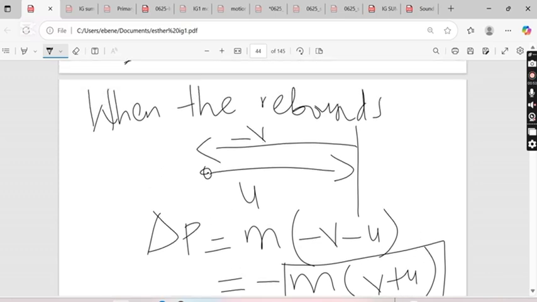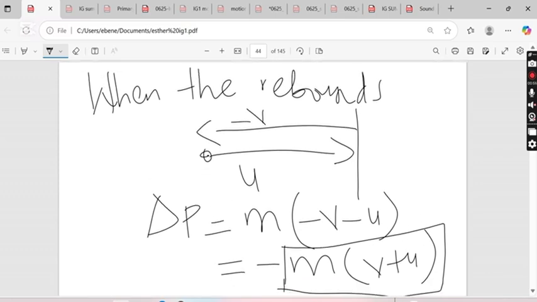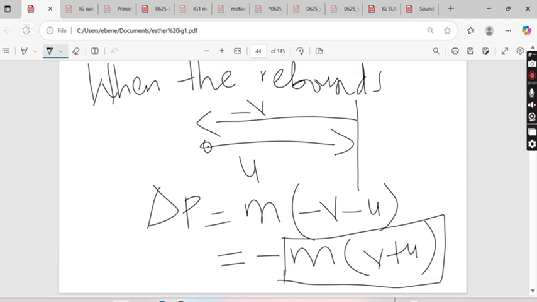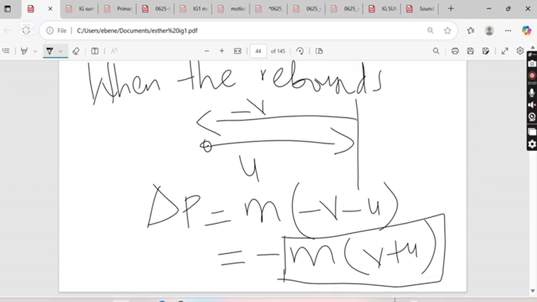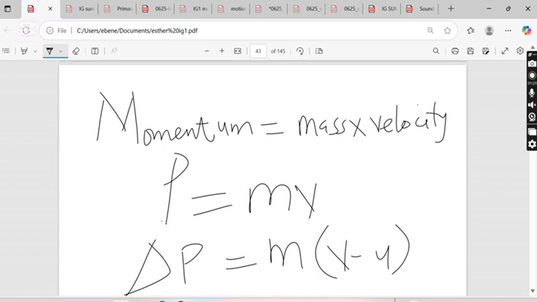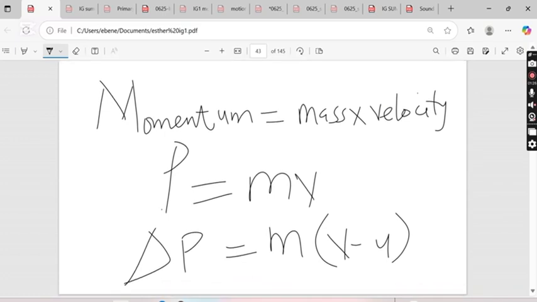So whenever you hear that an object rebounds or the particle rebounds, it means that you are going to use M in bracket V plus U for most of the questions that you have seen in the objectives or even in the theory. So when the particle rebounds, we have the change in momentum to be equal to M in bracket V plus U. And all that I have done over here, we are talking about only one particle. Only one particle.